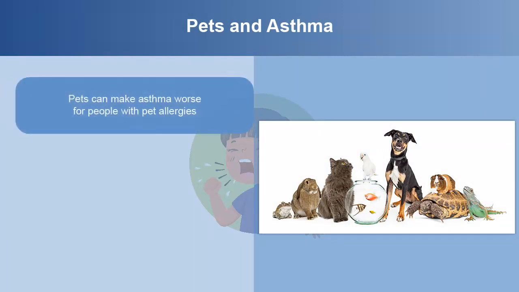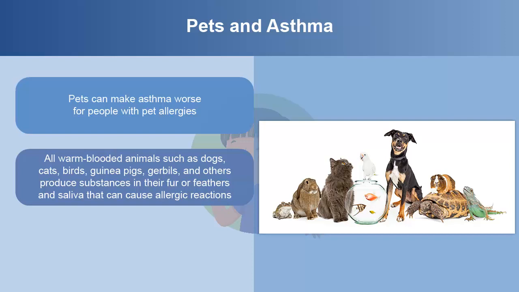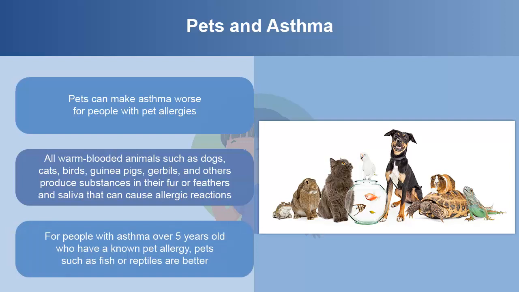Pets can make asthma worse for people with pet allergies. All warm-blooded animals such as dogs, cats, birds, guinea pigs, gerbils, and others produce substances in their fur or feathers and saliva that can cause allergic reactions. For people with asthma over 5 years old who have a known pet allergy, pets such as fish or reptiles are better.